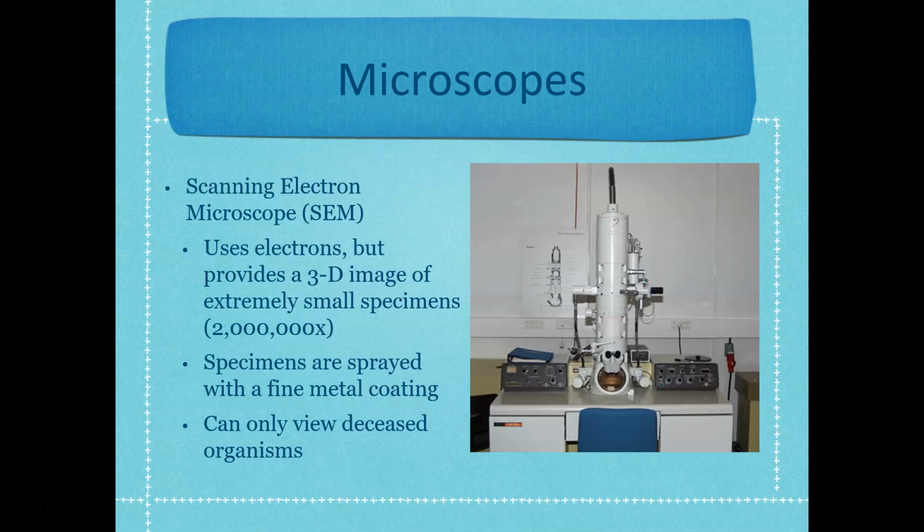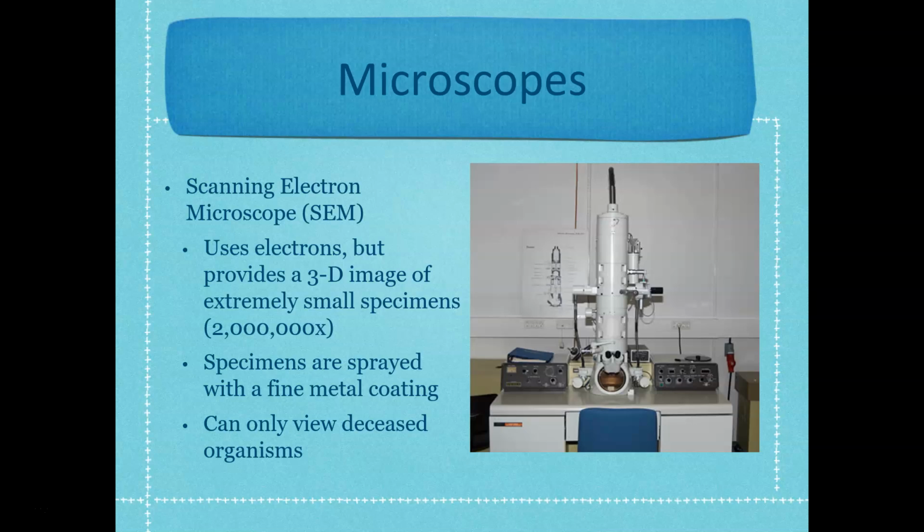Now, transmission sees inside. Your scanning electron microscopes see the surface, which is also pretty cool. Still can only see dead organisms because, once again, all right, here's one of these microscopes. This is a vacuum chamber. I've got to suck out the air. But I also have to spray my specimens now with a really fine metal coating. If I started spraying you with metal, your body's not going to like that so much. And so the same thing happens here.